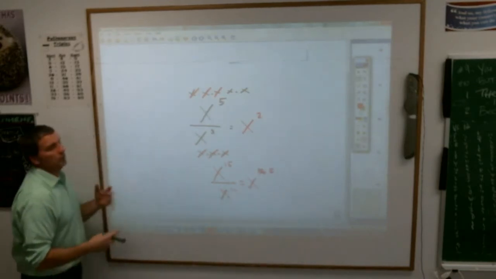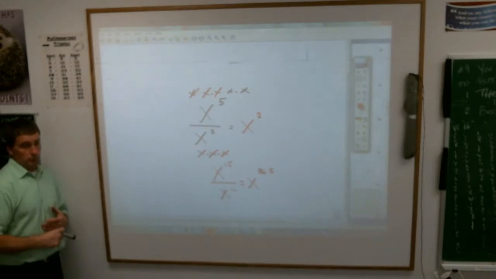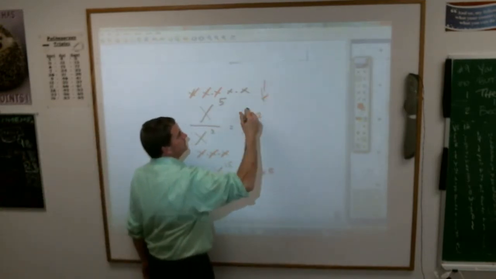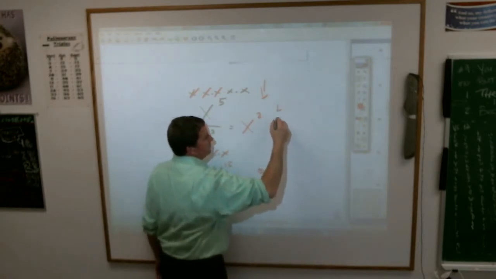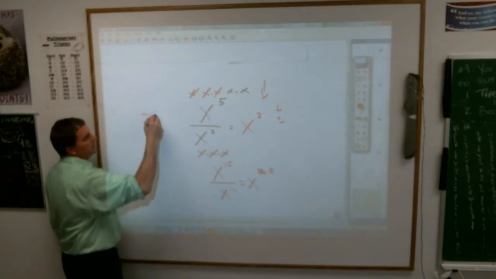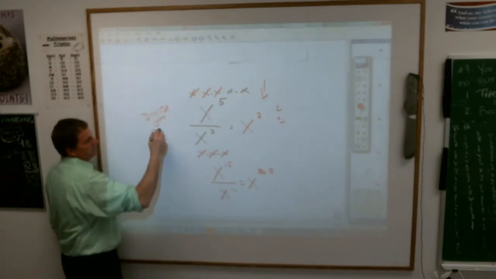What do you suppose the rule when you divide is? You're supposed to cross cancel out there. Yeah, but there's a simpler way to say it. When you divide, you subtract. Yeah, you subtract exponents.